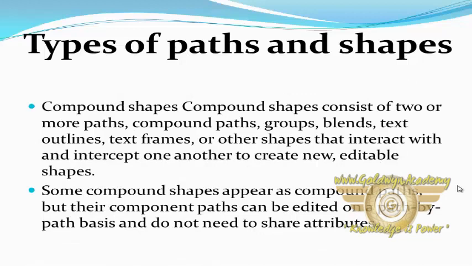Compound shapes consist of two or more paths, compound paths, groups, blends, text outlines, text frames, or other shapes that intersect with one another to create new editable shapes. Some compound shapes appear as compound paths, but their component paths can be edited path by path, and they do not need to share attributes.